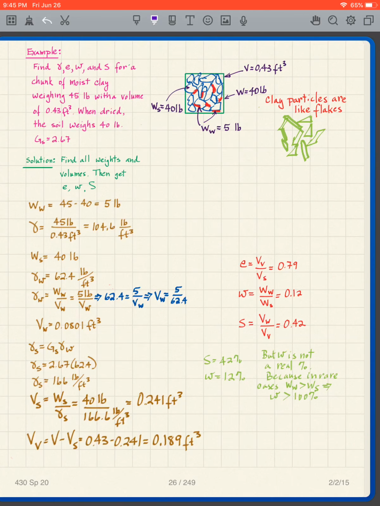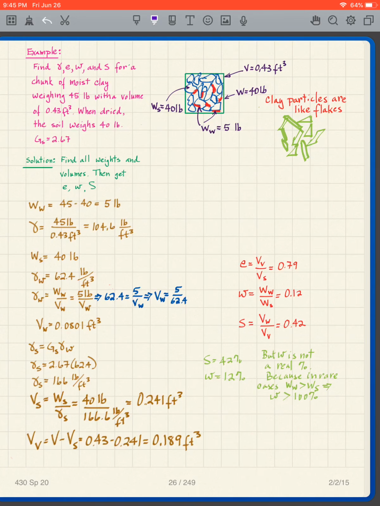And that tells me the density, gamma. So I'm going to tick these off. Gamma, for instance, is what? Weight over volume. 45 pounds over the volume, 104.6 pounds per cubic feet. And we've already said that the weight of the solids is 40 pounds. And we know that gamma W, we're in English units, so it's going to be 62.4 pounds per cubic feet. You need to know that one.